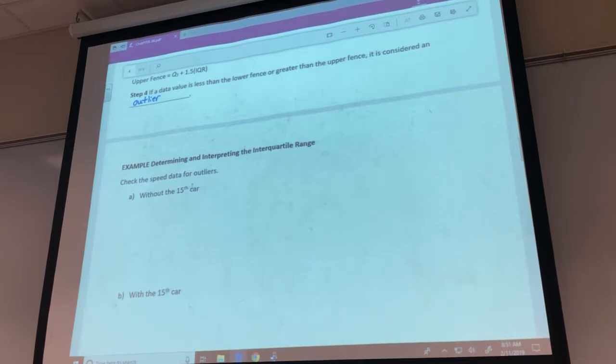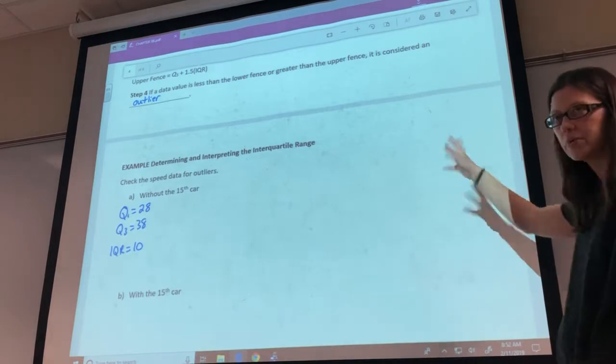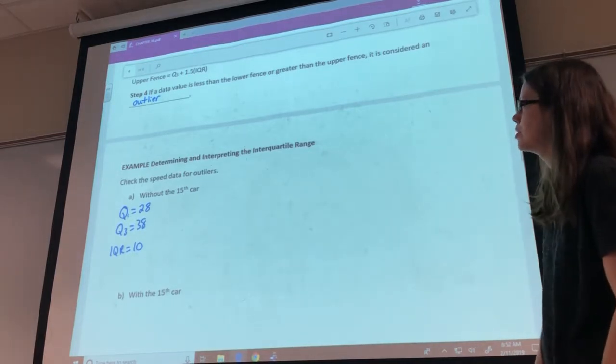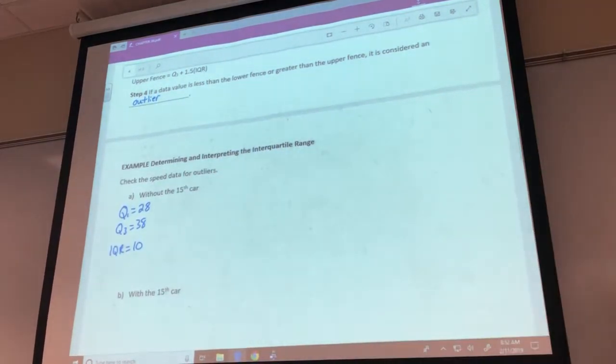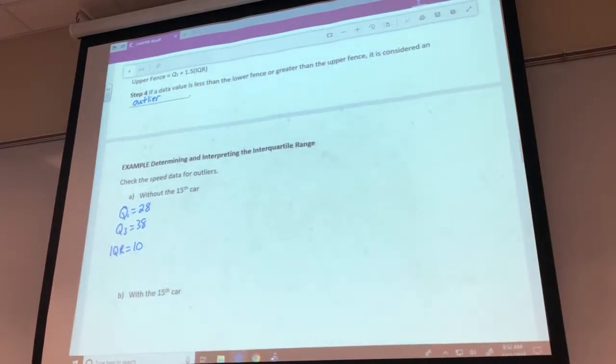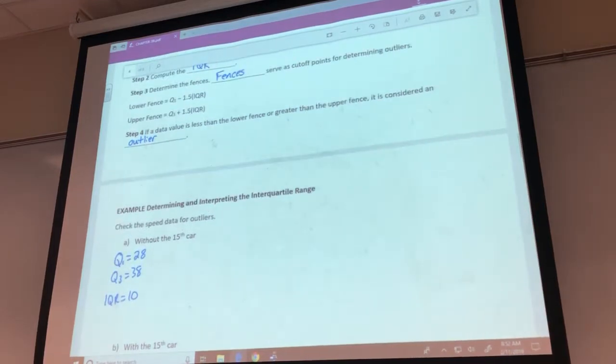Okay, so without the 15th car, that's when we just had those first 14. We had our Q1 was 28, our Q3 was 38, and our IQR was 10. So those we already calculated. We know our quartiles and our interquartile range, we found those previously. Now we just need to figure out what our fences are. So if you come up here to our formulas, here is our lower fence and our upper fence. I'm just going to abbreviate our lower fence.